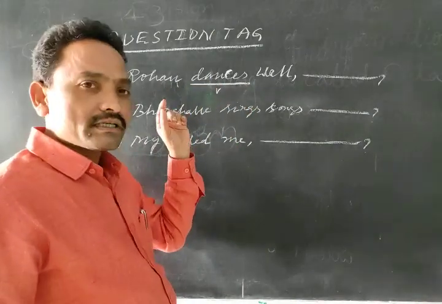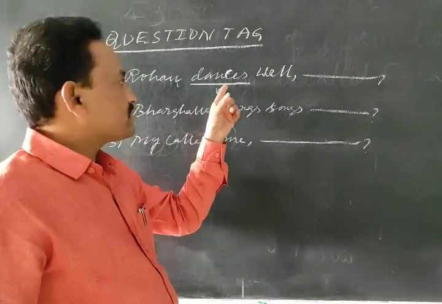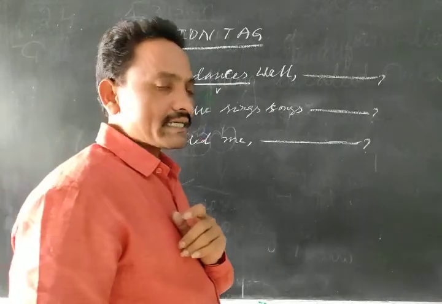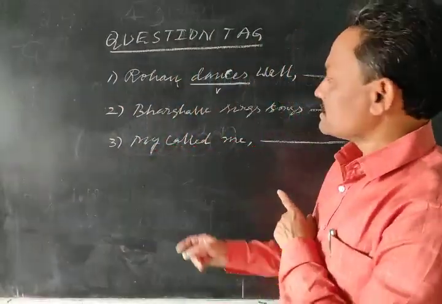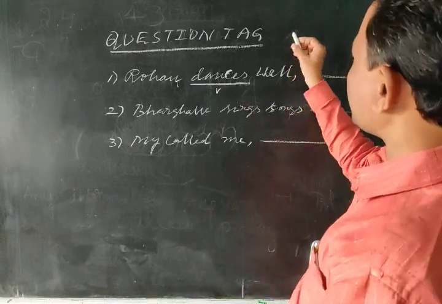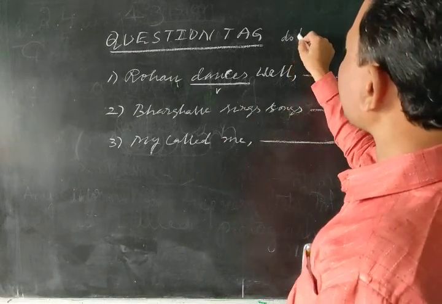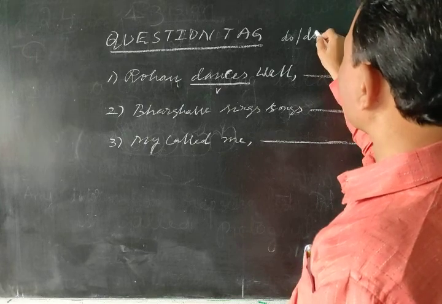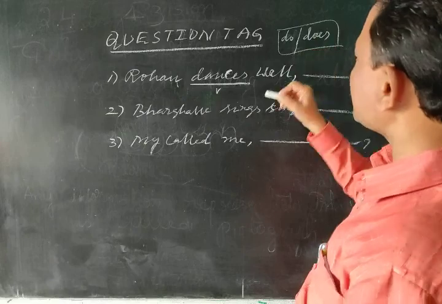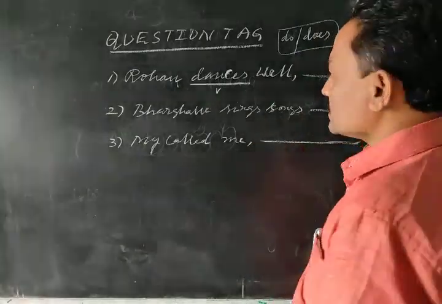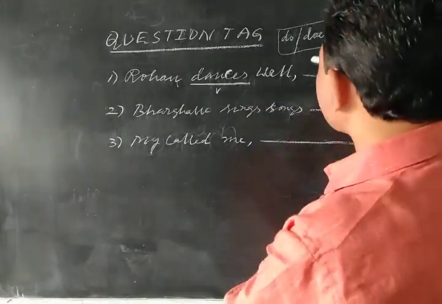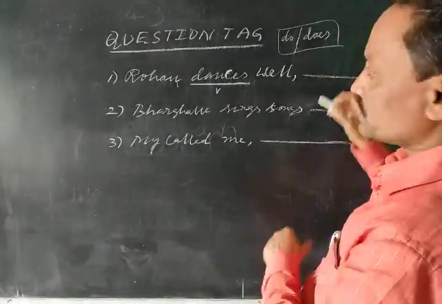The subject here, Rohan, is third person singular. What is the verb? Dances. S is added. So we need this kind of awareness to identify which tense is given in the sentence. So this is simple present tense. In simple present tense, as you know, do or does is used as an auxiliary verb. And again the question arises: where is do used and where is does used? If the subject is I, we, you, they, do is used. If the subject is he, she, it, does is used.